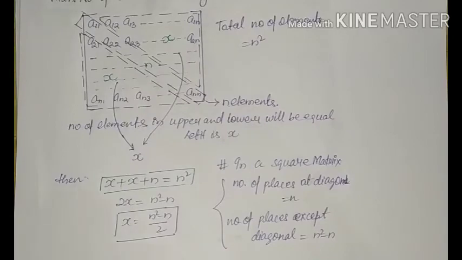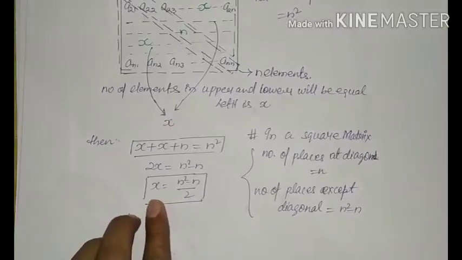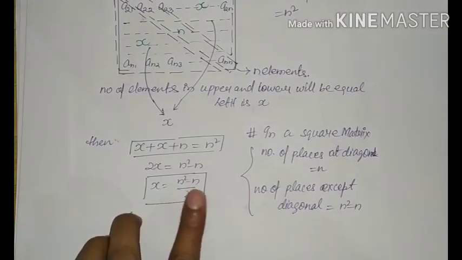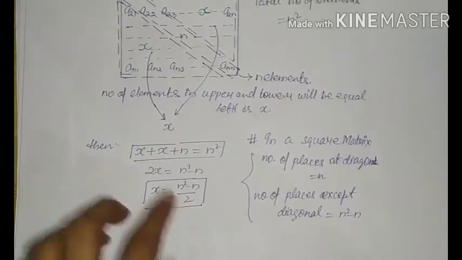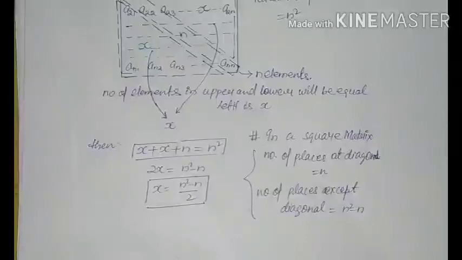So this is the concept of the minimum number of zeros in a triangular matrix. Now this is the correct answer: the minimum number of zeros in a triangular matrix is equal to (n square minus n) by 2. This is for either the upper triangular or the lower triangular.